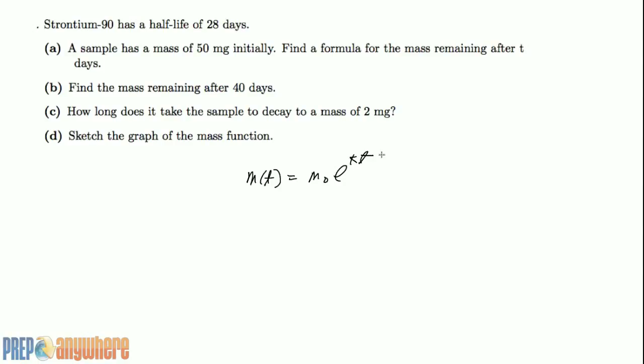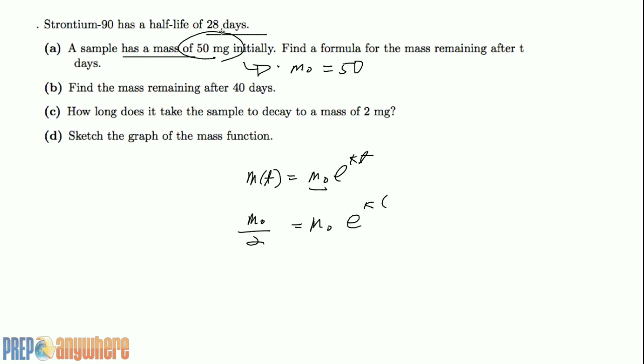Okay, so strontium 90 has a half-life of 28 days. A sample has a mass of 50 milligrams initially. So that means the initial mass, M0 right here, is 50. Find the formula for the mass remaining after t days. So it's given us that it'll become half of this amount, and that'll take 28 days.